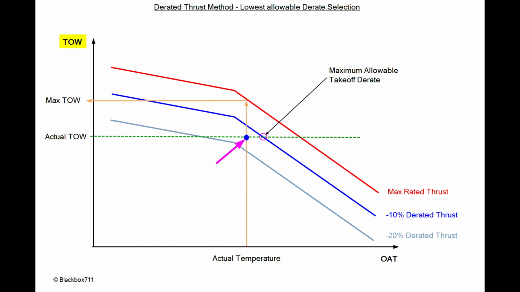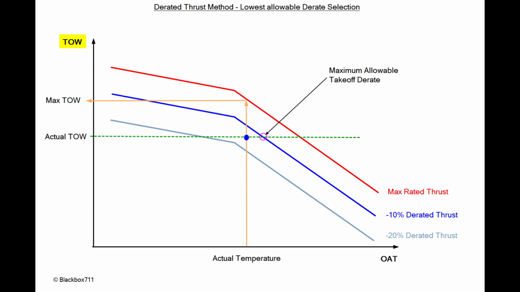In this very example, we can see the actual temperature is, let's say, 25 degrees Celsius. And we have an actual takeoff weight. We can see the thrust required is somewhere in between minus 10 and minus 20% derated thrust. So obviously we cannot take minus 20% derated thrust, because in that case we would not have enough thrust available for the given takeoff weight. The max rated thrust would obviously put us in a position where we have a lot of excess thrust. So in this example we would take the minus 10% derated thrust. It still gives us excess thrust, but not as much.